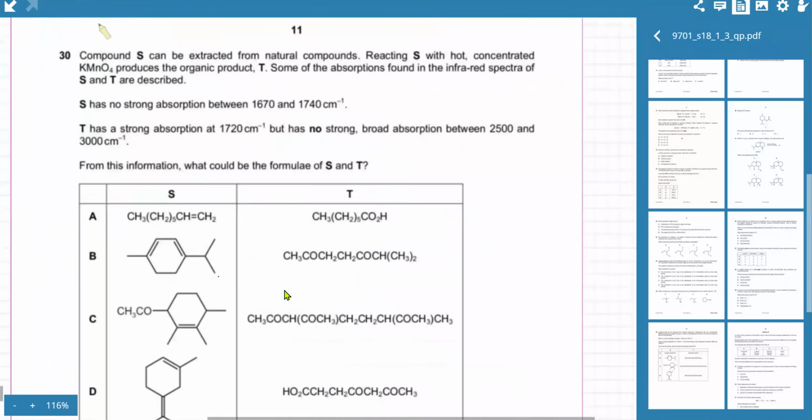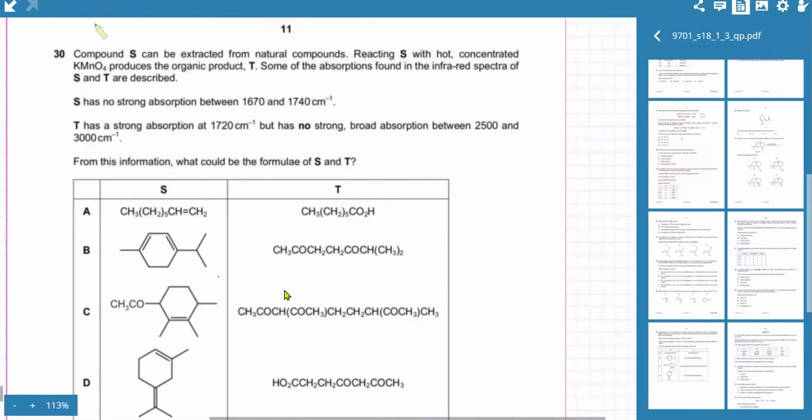So this one is about infrared spectroscopy. Compound S can be extracted from natural compounds. Reacting S with hot concentrated KMnO4 produces the organic compound T. So this is S over here. Some of the absorptions found in the infrared spectra of S and T are described.